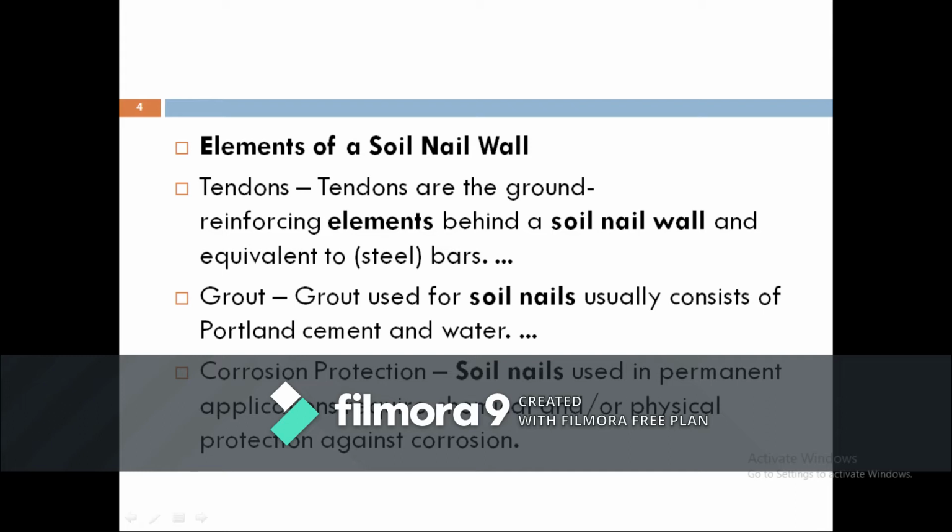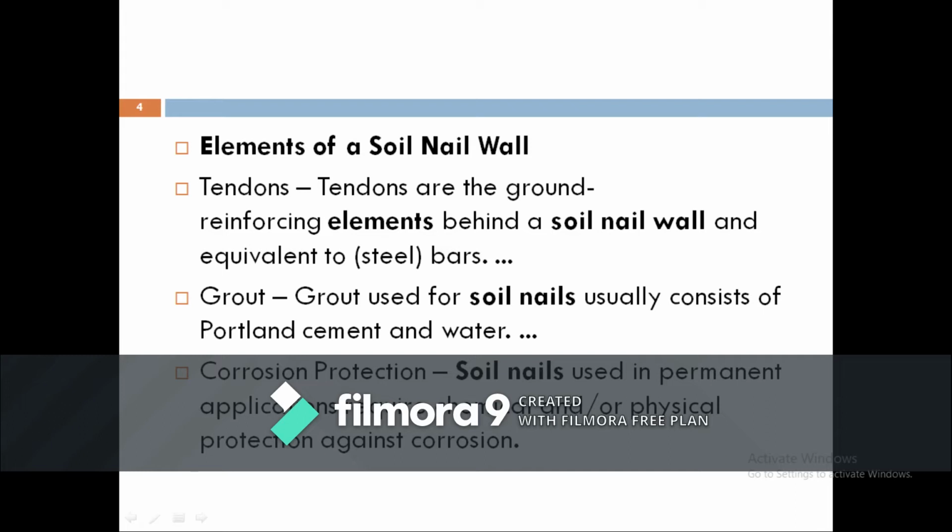So what are these tendons? Nothing but you have got some reinforcing element. What is that reinforcing element? He had given it as equivalent to steel bar. Equivalent to steel bar but not a steel bar. So that is the thing. That is how much of the strength is being gained by a steel bar in concrete. The same amount of strength is being used by introducing some of the natural fibers into the soil. So those things you are going to call them as tendons.